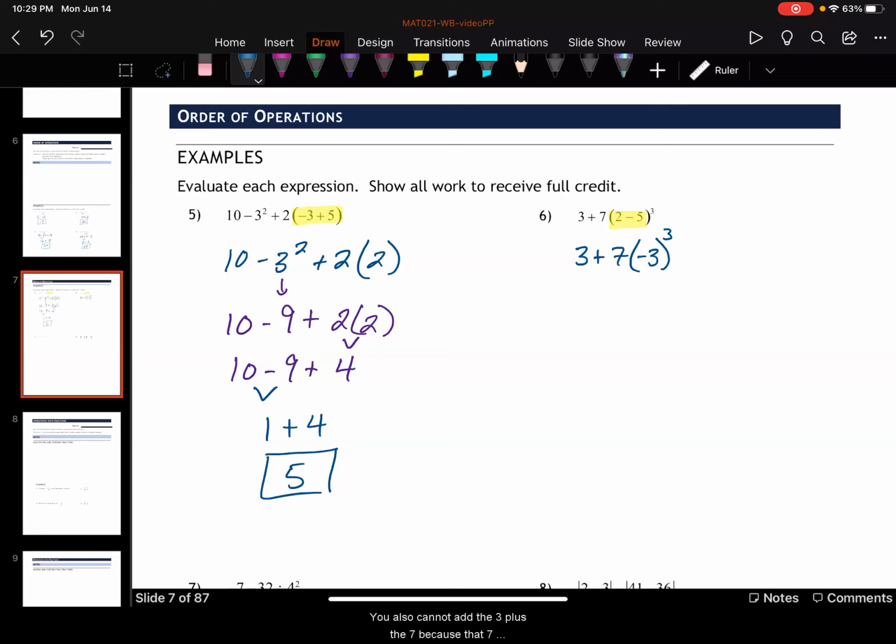You also cannot add the 3 plus the 7 because that 7 next to the parentheses is multiplication, which means you would have to do any multiplication before you can do that addition. All right, but next what we're going to do is our exponent. So 3 plus 7 times negative 3 cubed would be negative 27.